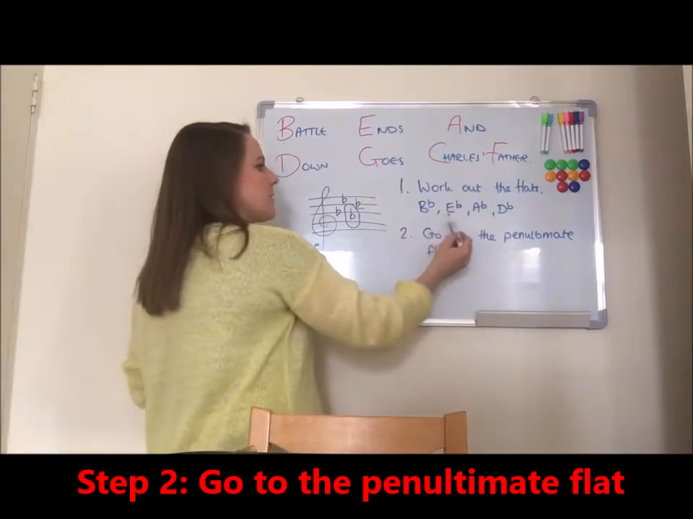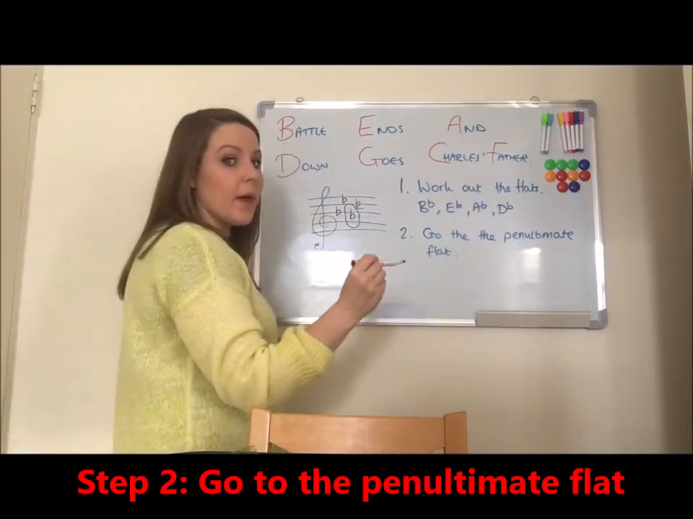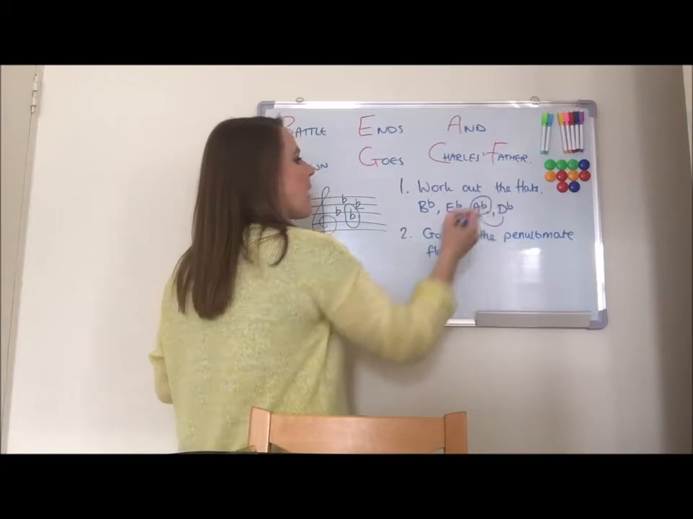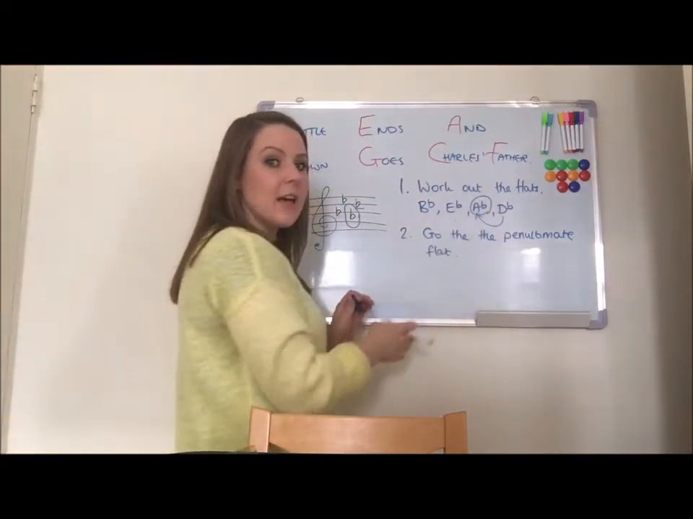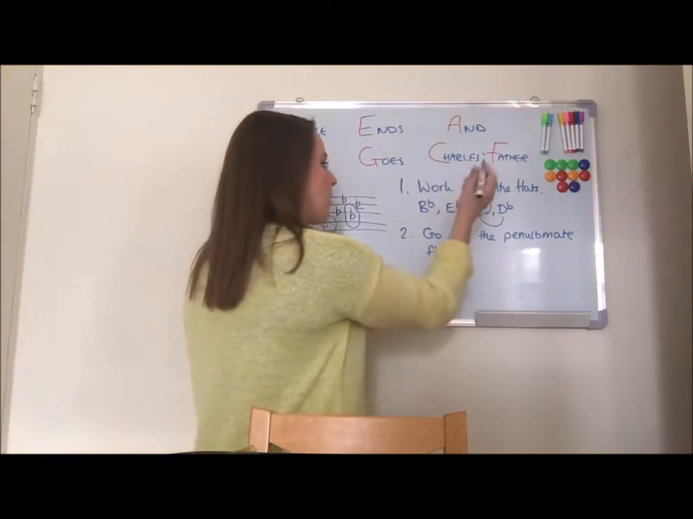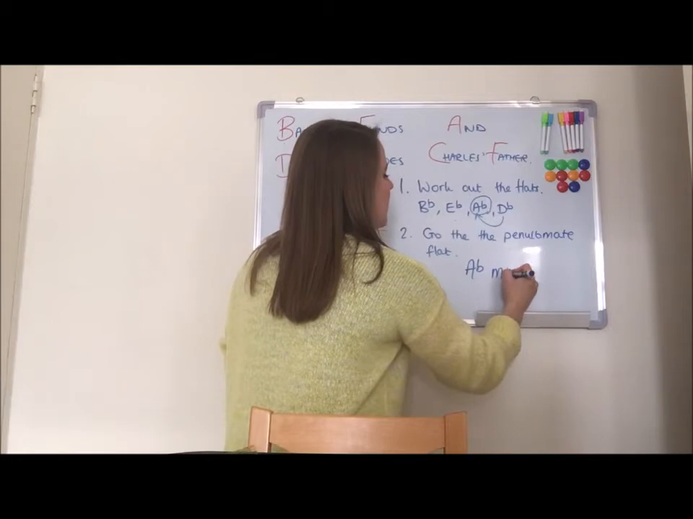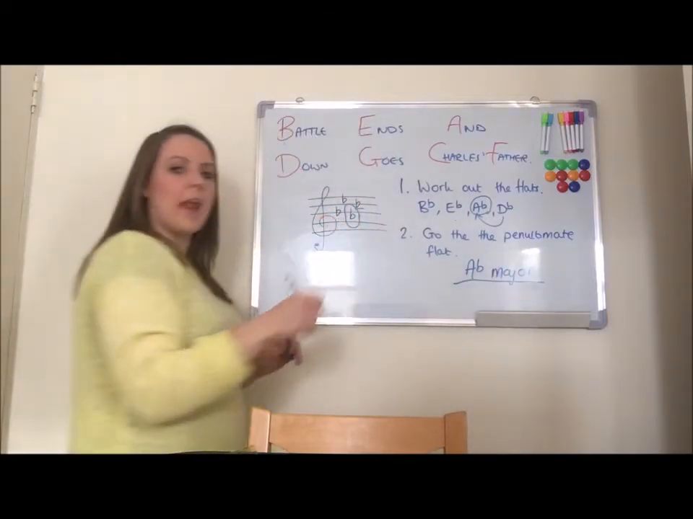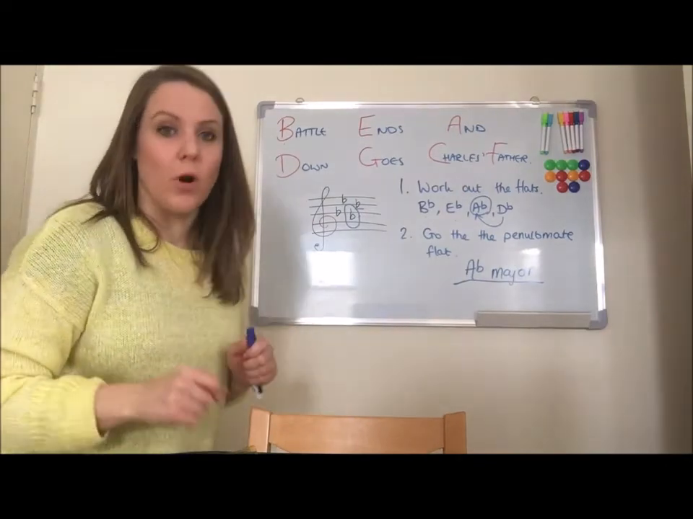Now, battle, ends and down. D flat is the last flat, but I don't want that. I want the penultimate flat, so I'm going back one to A flat. It's really important it's A flat and not A. Now once I know it's A flat, that gives me the name of my key signature. So a major key signature with four flats is A flat major. Please don't write A major because that would be wrong.